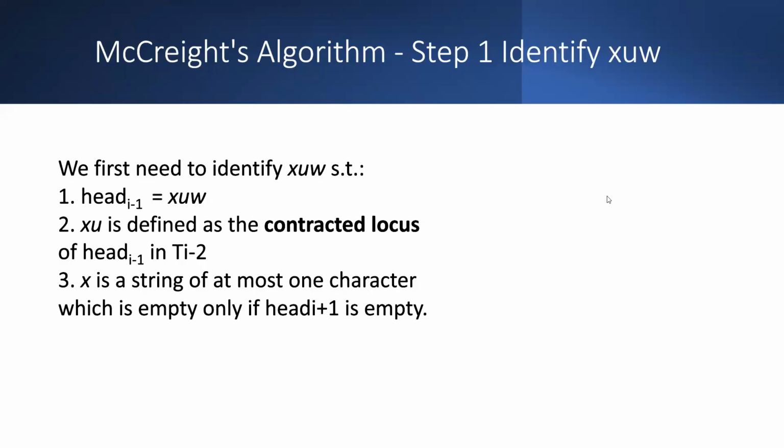So the first step in this algorithm is that we're going to identify a string we're going to call XUW. Head sub I-1, in other words the previous head, is going to equal this XUW. And because it's the previous head, we know it's going to be a prefix of the incoming suffix. We have XU defined as the contracted locus of head, and X is a string of at most one character, which is empty only if head sub I plus 1 is empty.